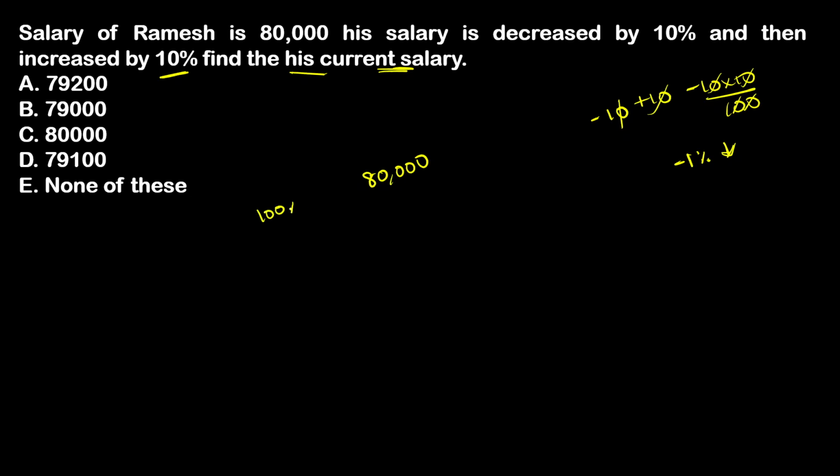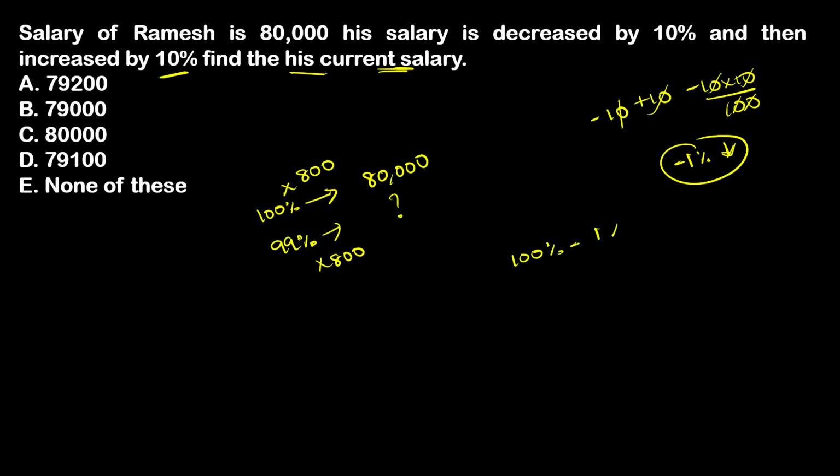So his salary will be affected by 1 percentage decrease. Now 100 percentage being his original salary, that's 80,000 as given. When the salary decreased by 1 percentage, the new value becomes 99 percentage. If 100 percentage is 80,000, what is 99 percentage? 100 into 800 is 80,000. 99 into 800 is what we need to calculate, or 100 percentage minus 1 percentage.